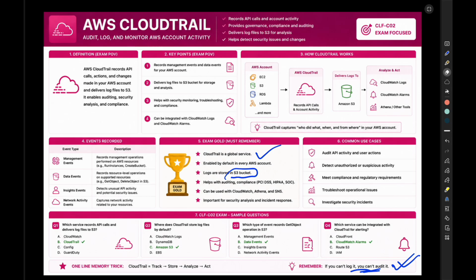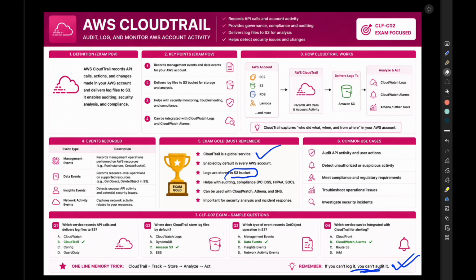point. CloudTrail is enabled by default. Logs are stored in an S3 bucket. And CloudTrail tracks API activity as discussed, and it also supports compliance requirements. You can integrate it with CloudWatch.